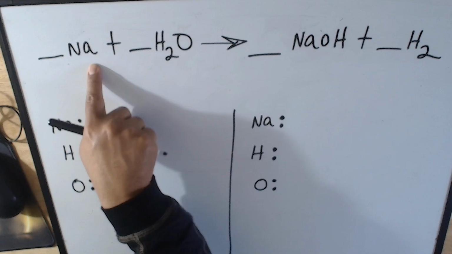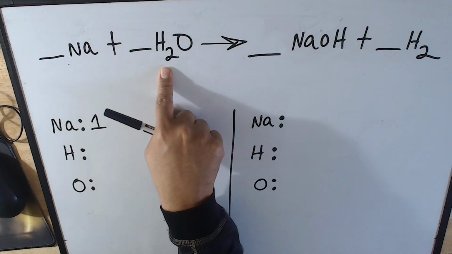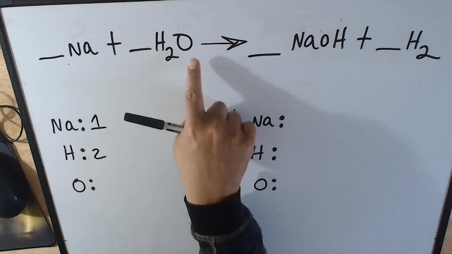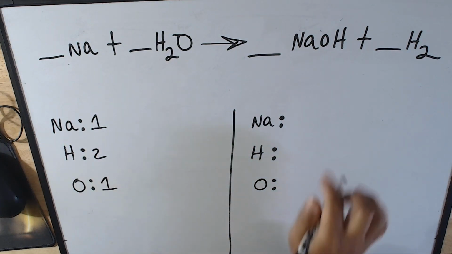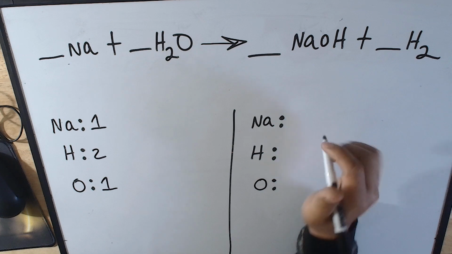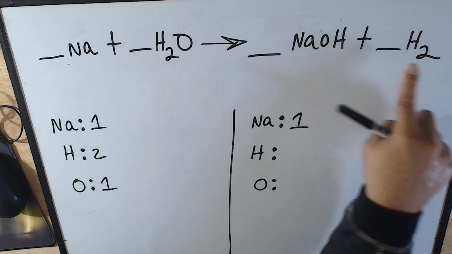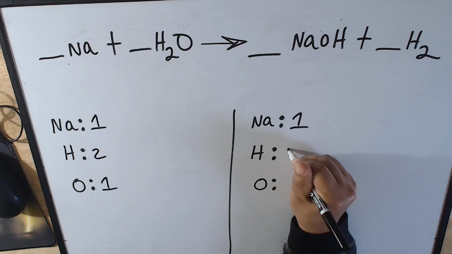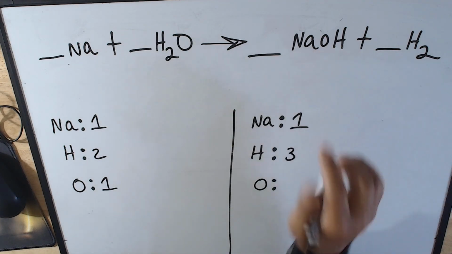So we have one atom of sodium, so I'm going to put one. We have two atoms of hydrogen. We have one atom for oxygen. And then on the product side, I have one atom of sodium. And then for hydrogen, I have 1 plus 2 gives me a total of 3 atoms of hydrogen. And then we have 1 atom of oxygen.